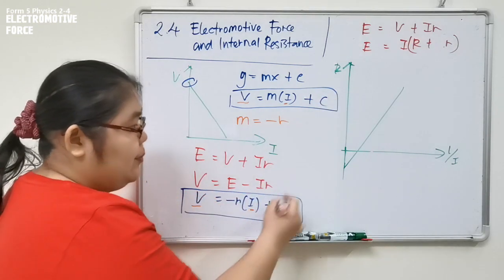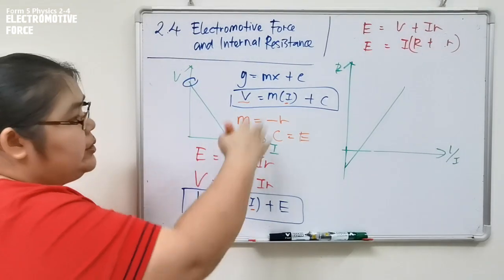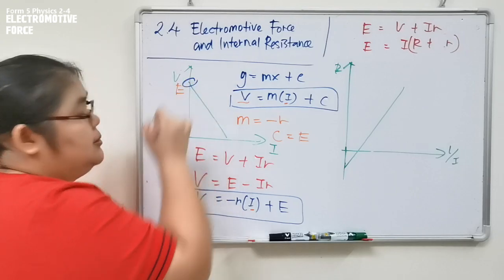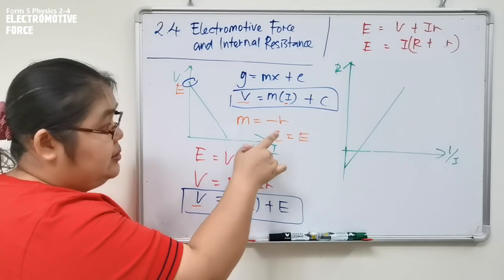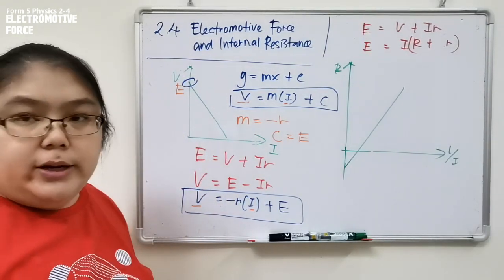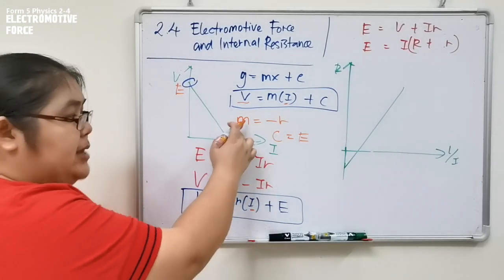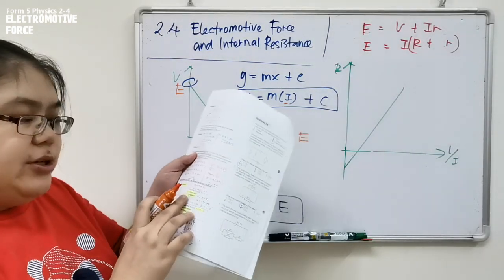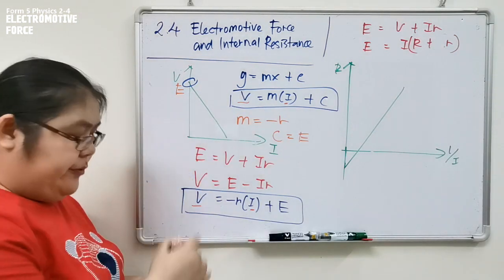So how about the y-intercept? The y-intercept is actually E. So if the graph shows you the reading, it means this one is the EMF. For the other one, if you want to find R, the internal resistance, you need to find this gradient. This gradient is negative because the line drops. So finally your R is not negative. If you find the answer is negative, the question just wants R. So they mention E is the intercept, and R is the gradient for this graph.